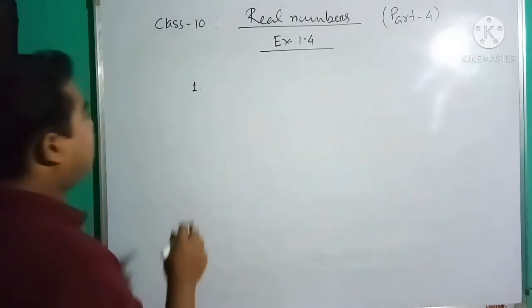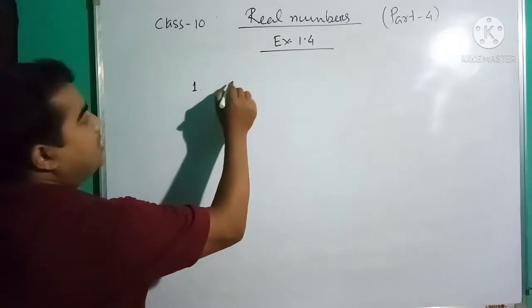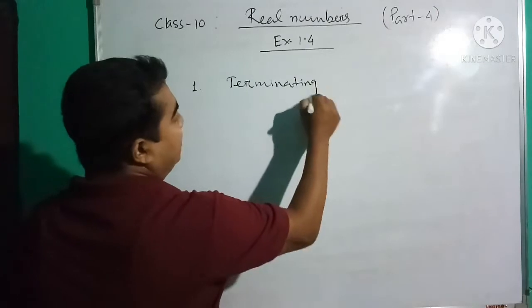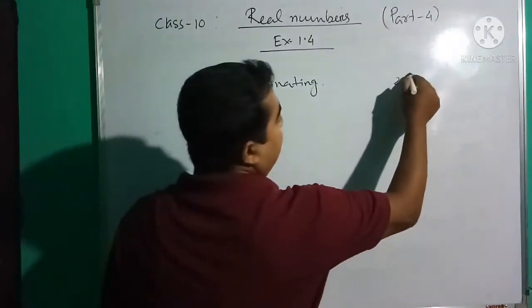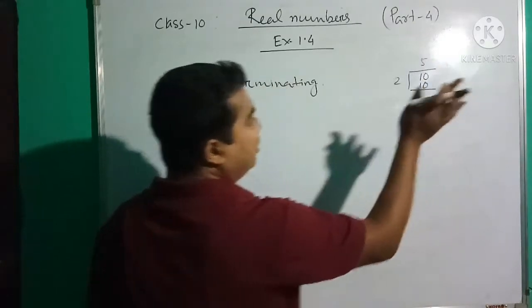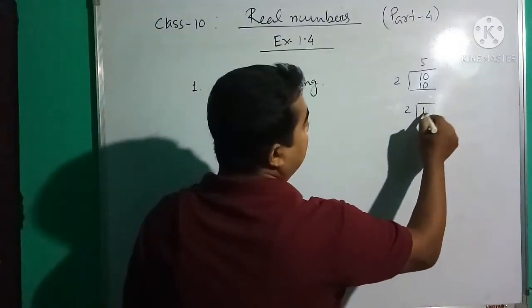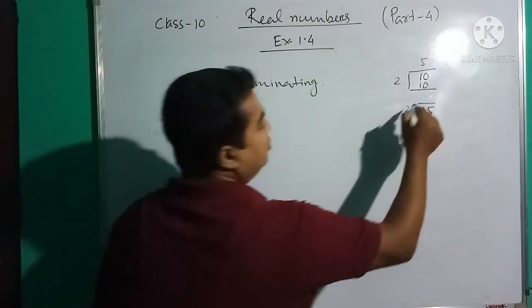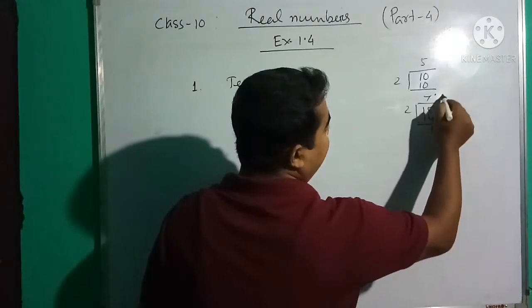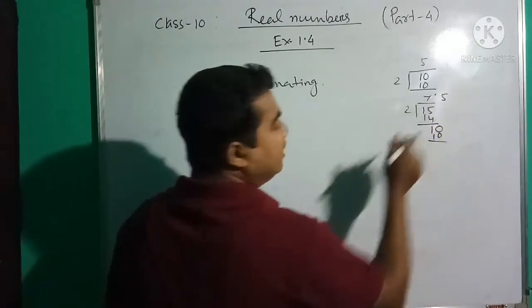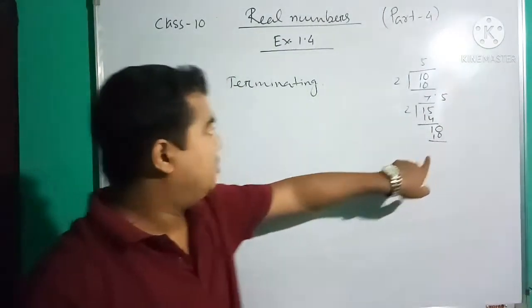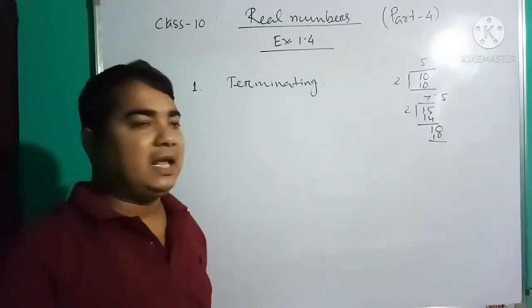First condition is: a rational number's decimal expansion may be terminating. Terminating means completed. See, if we divide 10 by 2, 2 5s are 10, no remainder. Or if we divide 15 by 2, then 2 7s are 14, 1 remains, give decimal point, 0, 2 5s are 10. See, 7.5, that means no more steps left, the remainder is 0. So it is called terminating decimal expansion.